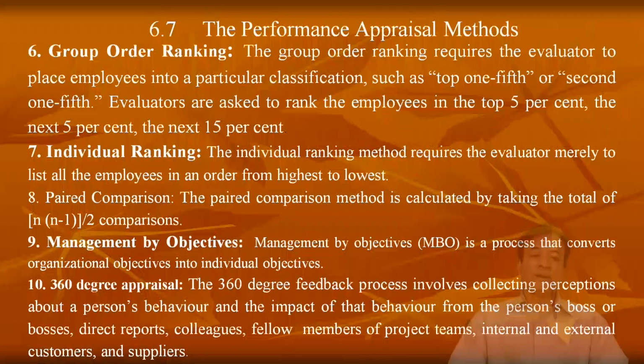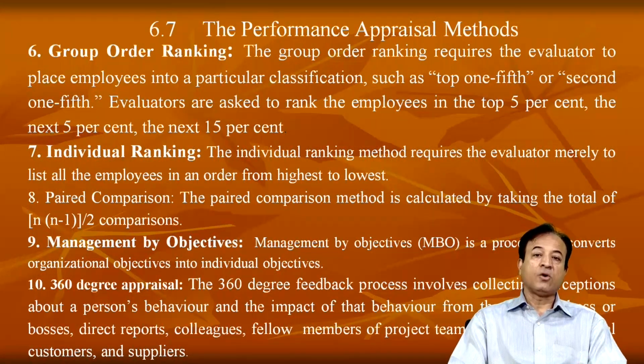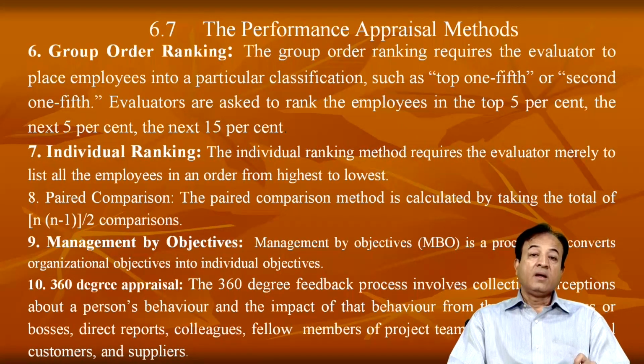The individual ranking method requires the evaluator merely to list all the employees in order from highest to lowest. Only one can be the best. If the evaluator is required to appraise 30 individuals, the individual ranking method carries the same pluses and minuses as group order ranking. 8th, paired comparison.